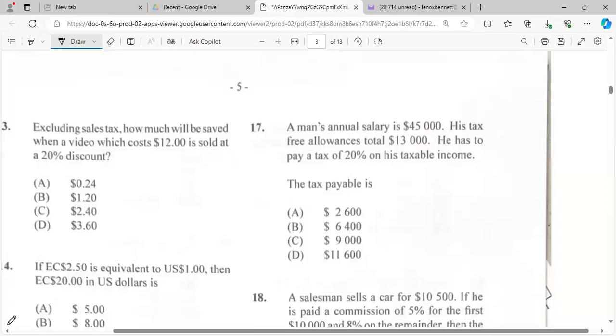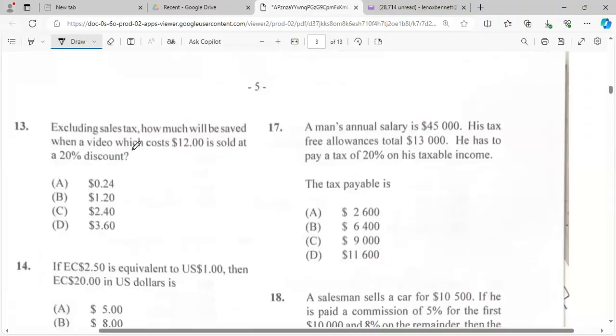Alright, let's move on to number 13. Excluding sales tax, how much will be saved when a video which costs $12 is sold at 20% discount? Excluding sales tax, how much will be saved? So then we just want the percentage. So it's 20% of 12. 5 into 12 is 2 times, remainder 2 over 5. So that is C.